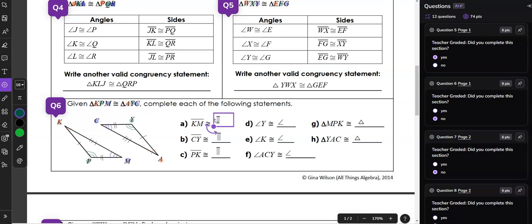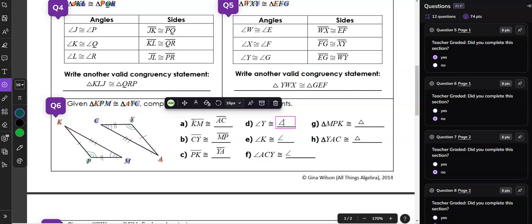All right, so if we have side KM, we can look at our image and see that side KM, that's orange to blue, is going to be congruent to side AC, again, orange to blue. I can hit tab and get to my next field. CY is 2 tick marks, and so that's going to be congruent to MP. And they put blue to green, so I'm going to put blue to green. And then finally, side PK is going to be congruent to side YA, again, green to orange.